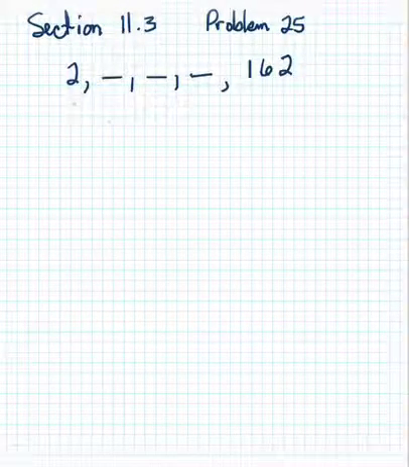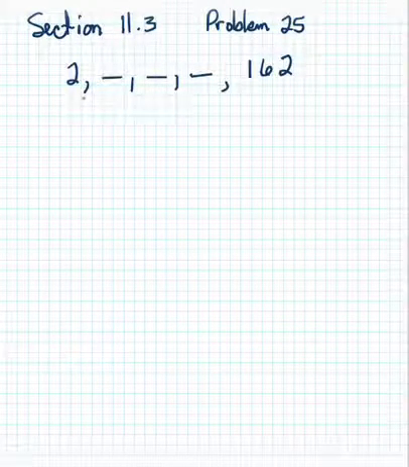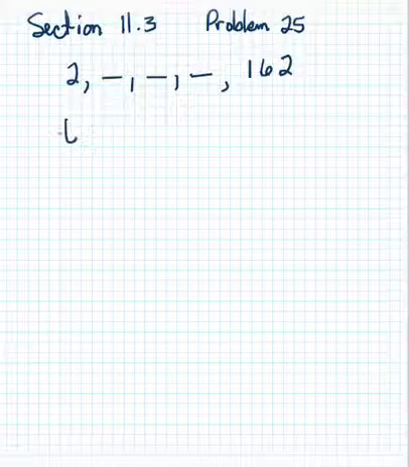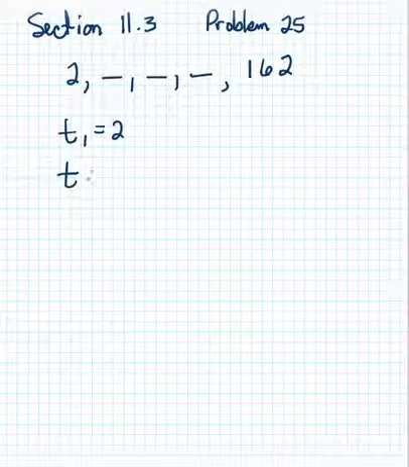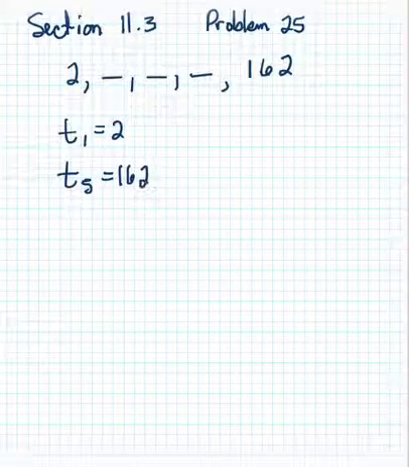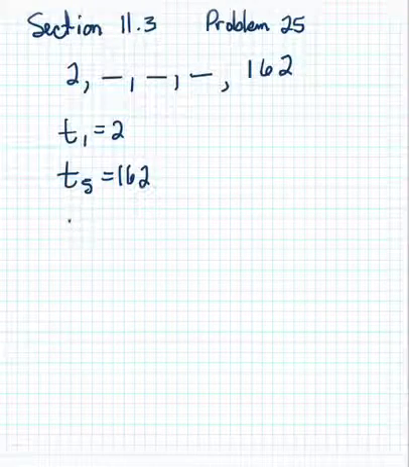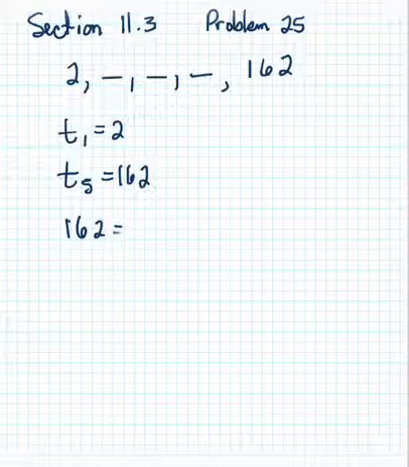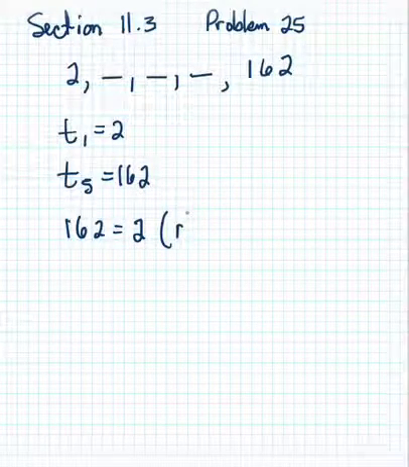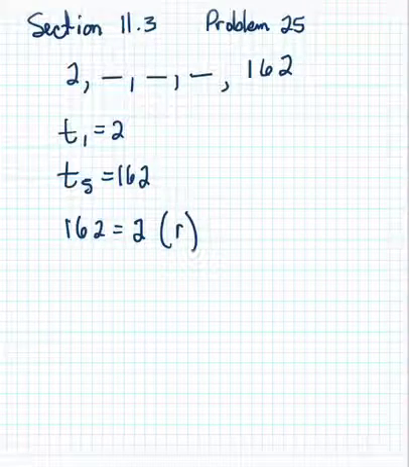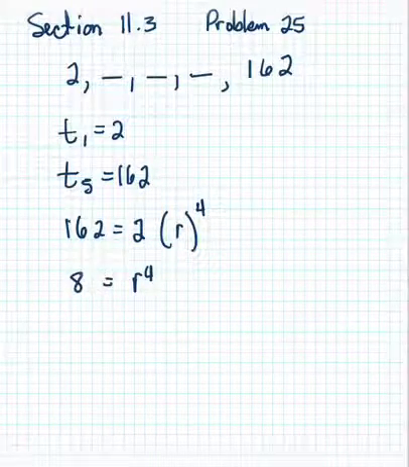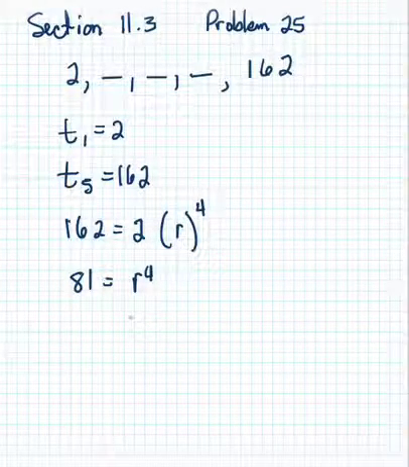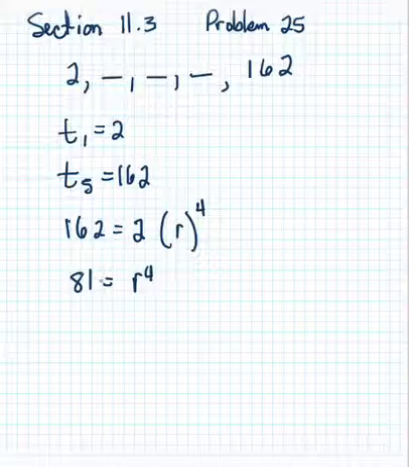All right, well, to find the geometric means in this case, remember we've got t sub 1 is equal to 2, and t sub 1, 2, 3, 4, 5. T sub 5 is equal to 162, right? So 162 is going to equal 2 times the common ratio r, raised to the 5 minus 1, the fourth. So r to the fourth would have to equal 81, just dividing both sides by 2.